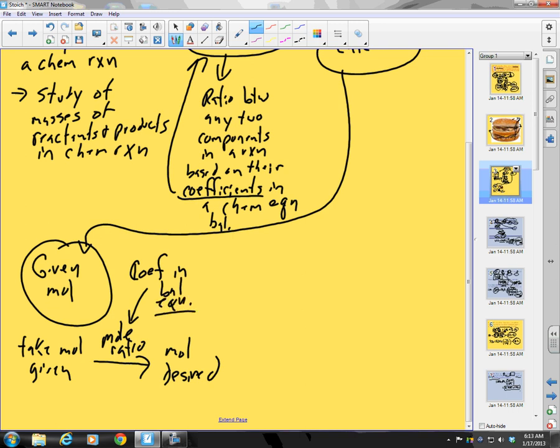So we can go anywhere in my reaction. We can go products to reactants. We can go reactants to products. We can go from one reactant to another reactant, and it all takes the same form.